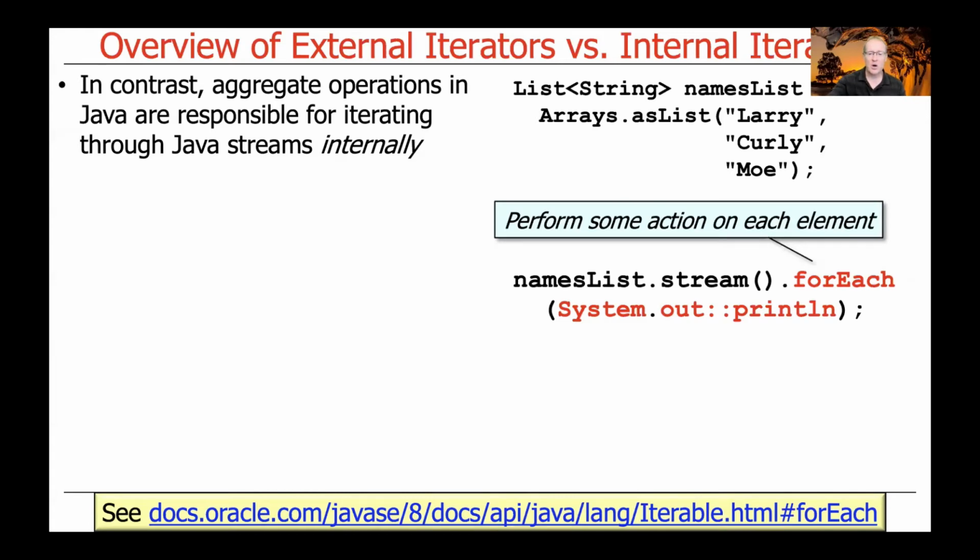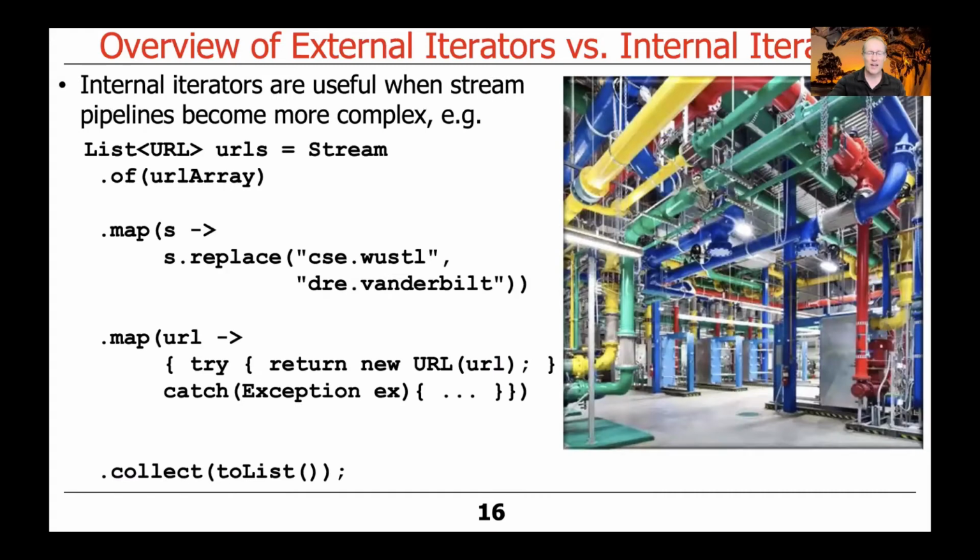Okay, so we'll talk more about that, of course, and look at some more examples. Now, this distinction between internal iterators and external iterators becomes particularly important when stream pipelines become more complex. For something as simple as just looping through the elements of a collection, there isn't really that much difference. But when we start getting into things like we're about to look at here, it becomes a lot more useful for a whole variety of different reasons.